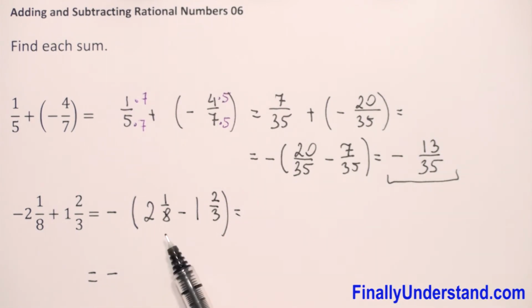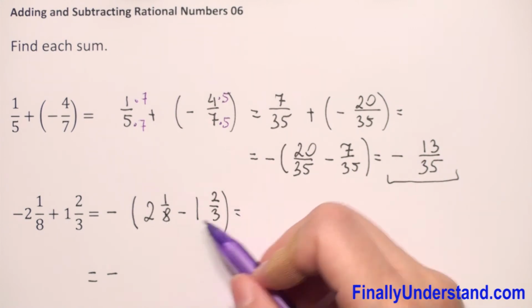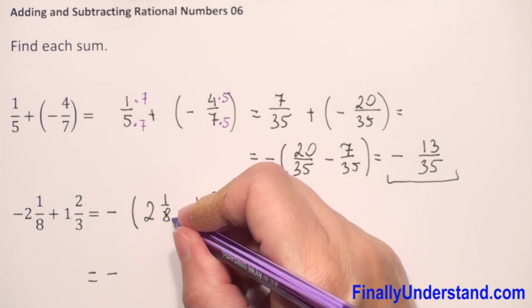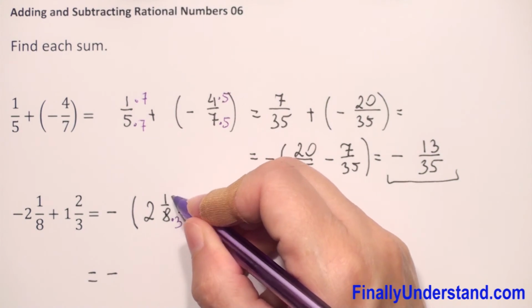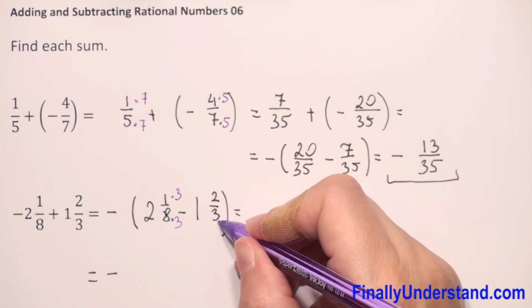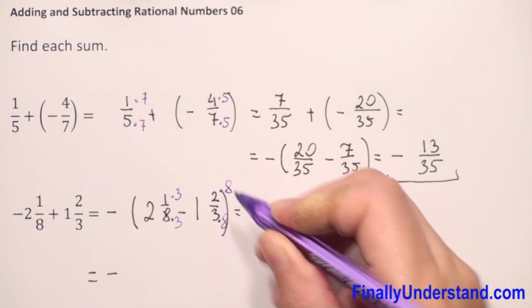And now to subtract these two numbers, we have fractions, we need to have the same denominator. We have 8 and 3. The common denominator will be 24. It must be the smallest number which is divisible by 8 and 3. So first denominator we need to multiply by 3 to get 24. Whatever I did with denominator, I have to do the same with numerator. And in the second fraction, in denominator we have 3, so I have to multiply by 8. Whatever I did with denominator, I have to do the same with numerator.